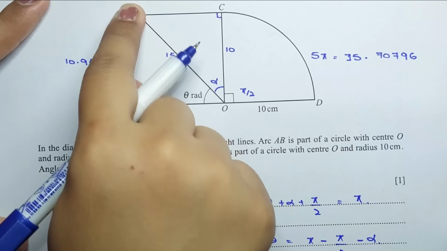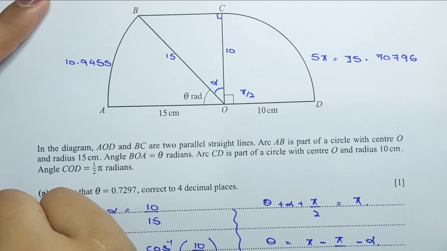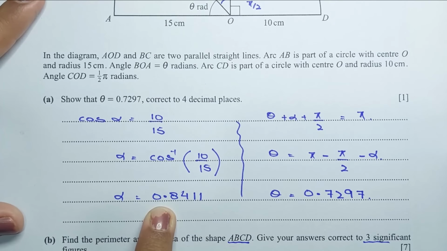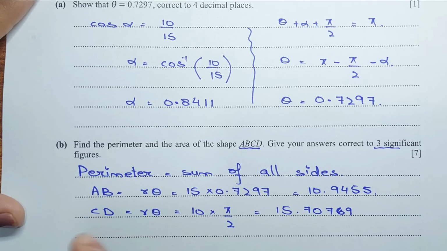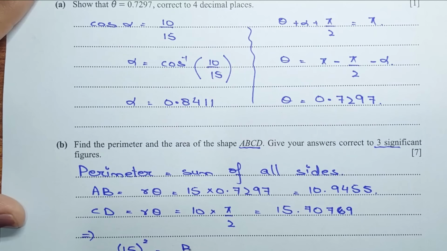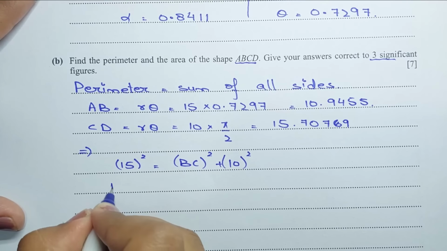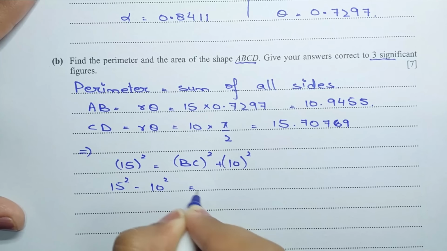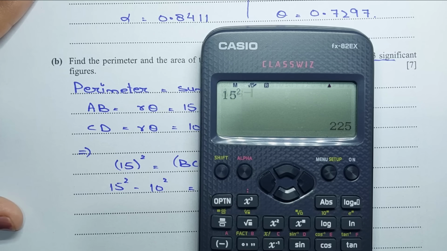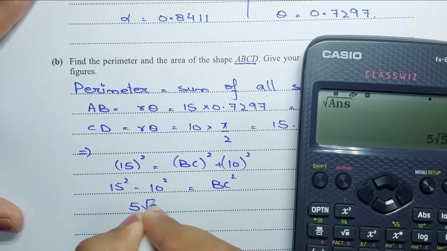Okay, now what is BC? This is a right angle triangle again, so you can use Pythagoras theorem, or you can use the ratio. You have alpha already, which is 0.8411. So let me use Pythagoras theorem to solve for BC. The hypotenuse squared is 15 squared, and the other two legs are BC, its whole square, and 10. Let me solve for BC, which is 15 squared minus 10 squared. This would be equal to BC squared. So 15 squared minus 10 squared gives a square root of 125. So 5 root 5 is BC.